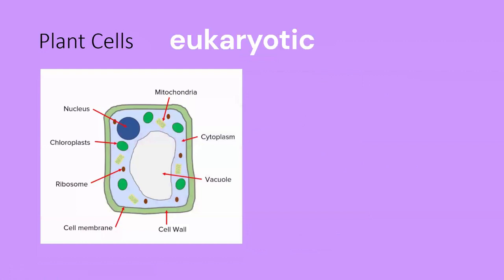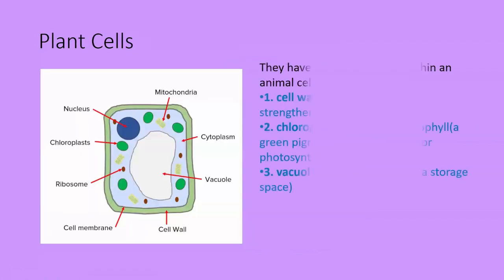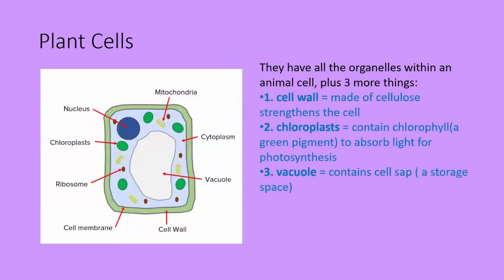Okay, so here we have a typical plant cell. So it has all of the components in the animal cell plus 3 extra things. So it has this cell wall, which is the outermost one. Then the cell membrane is this one. The cell wall has this substance called cellulose, and cellulose strengthens the cell. It makes sure it's turgid. The chloroplasts, which are these green bits here, they contain chlorophyll, which is a green pigment which absorbs light for photosynthesis. Then we have the vacuole, which is this big storage space which contains cell sap. Sap is just a liquidy substance of sugar.